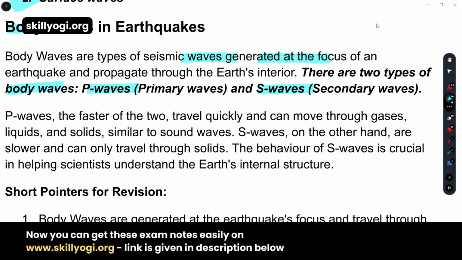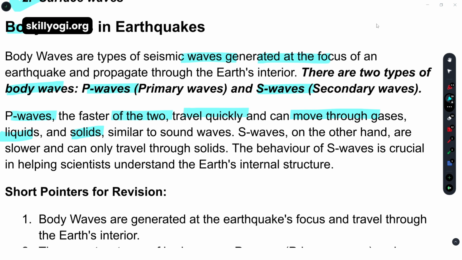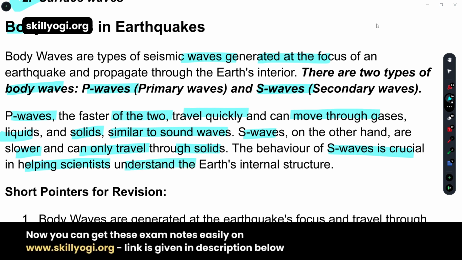So what's written in this note: P waves, the faster of the two, travel quickly and can move through gaseous, liquids and solids. That means in all kinds of matter it can move faster, similar to sound waves. And S waves, on the other hand, are slower and can only travel through solids. The behavior of the S wave is crucial in helping scientists understand the Earth's internal structure. So some of the differences between P waves and S waves we have got to know from this part.